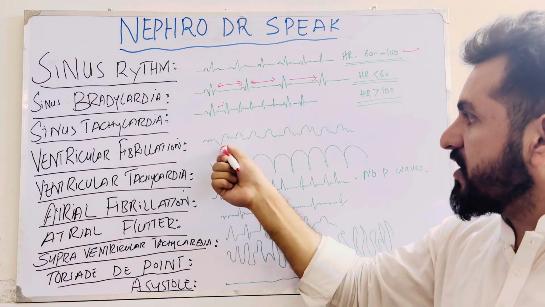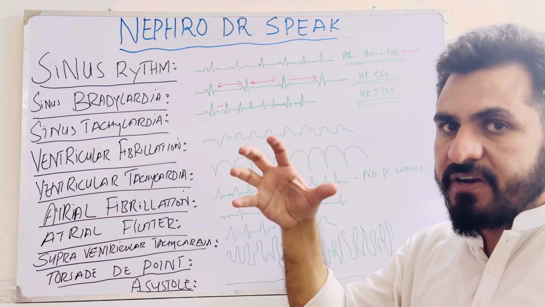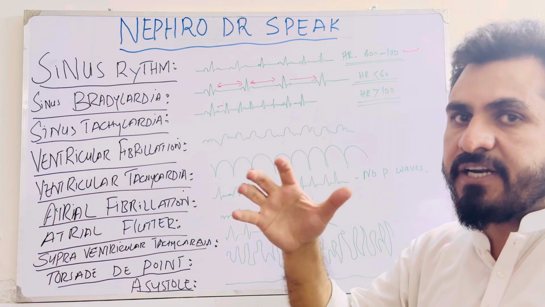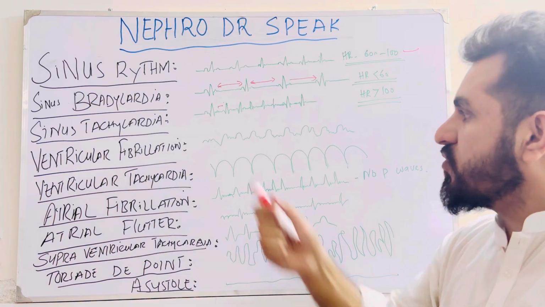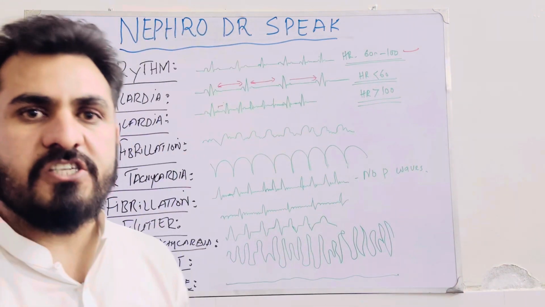So here is the ECG of ventricular fibrillation. Ventricular fibrillation is when the ventricle is not contracting but it fibrillates like this. So we call this ventricular fibrillation. The treatment of choice for ventricular fibrillation is DC cardioversion.